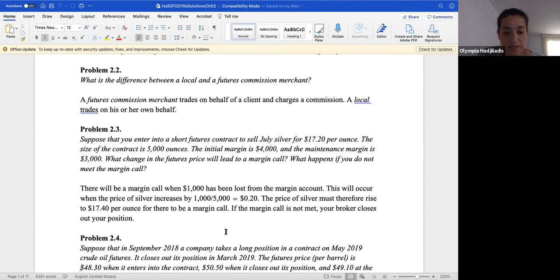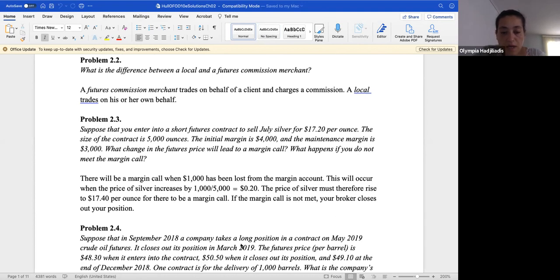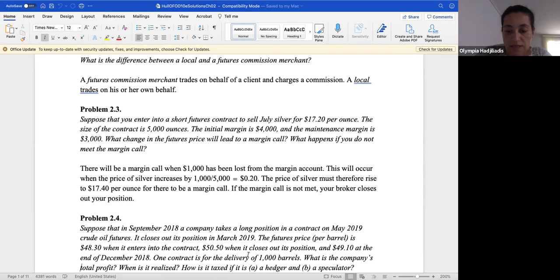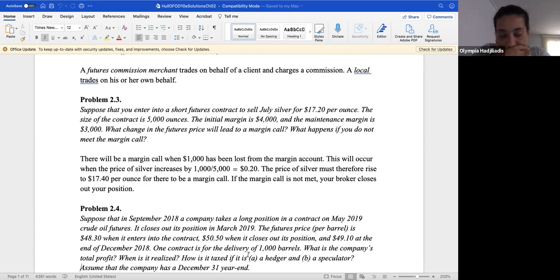So suppose that in September of 2018, a company takes a long position in a contract on May 2019 crude oil futures. It closes out its position in March of 2019. The futures price per barrel is $48.30 when it enters into the contract, and $50.50 when it closes out its position, and $49.10 at the end of December 2018. One contract is for the delivery of 1,000 barrels, and the question is, what is the company's total profit?